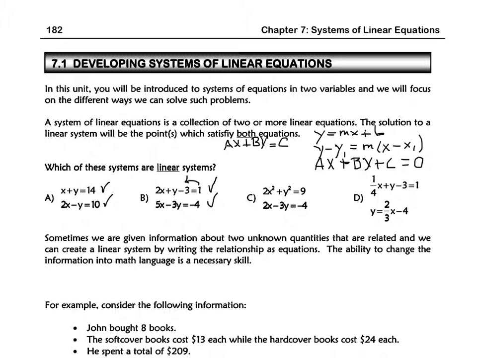This one here, in C, there are squares with your variables. So this is not linear. So that means that this is not a linear system, because one of the equations is not a linear equation. So if one or both of the equations are not linear, it cannot be a linear system.